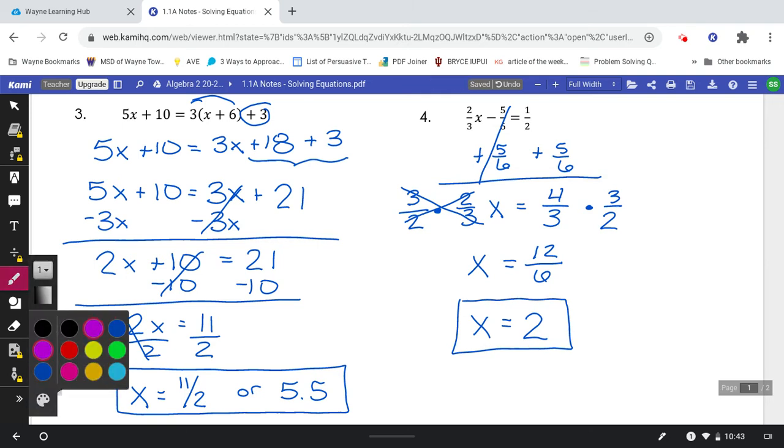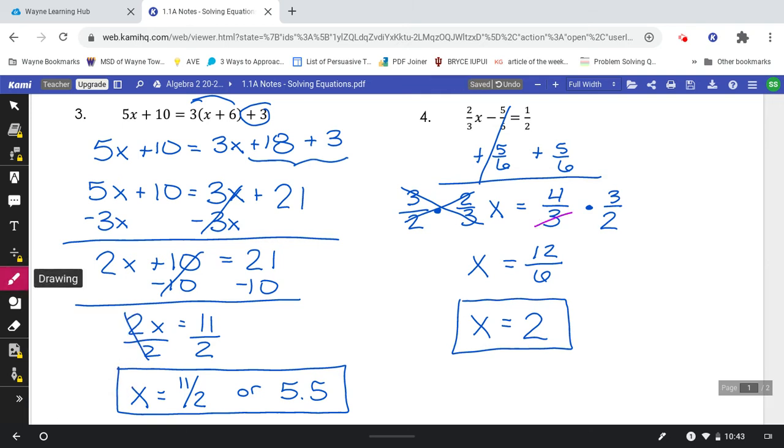Or if you notice that things cancel over here, you could cancel out those 3's and leave it as 4/2, which again gets you 2. Or you can even reduce it. 2 and 4 have a common number of 2, so I'm going to divide each of those by 2, and then get 2/1, which again still gets you back to that answer of x equals 2. Either way you do it is perfectly fine. I know everybody's learned it a little bit differently, so however you feel comfortable is best.